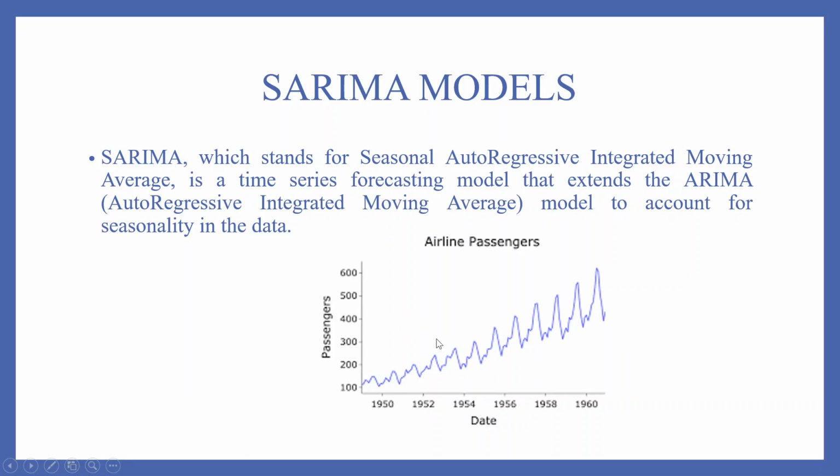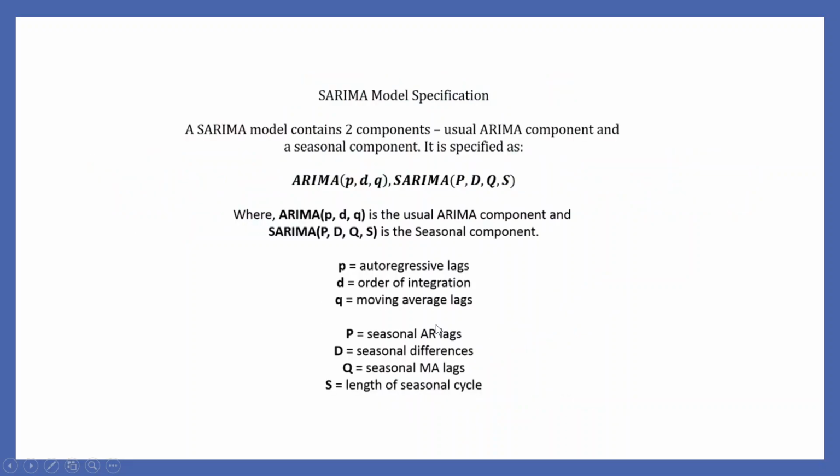You can see in the graph given below the seasonality in the data. This data is for the airline passengers. The time period is from 1949 to 1961. You can see the seasonal fluctuations in the data.